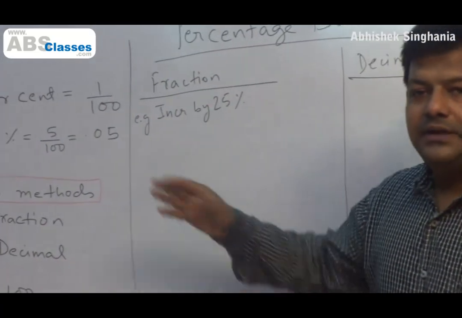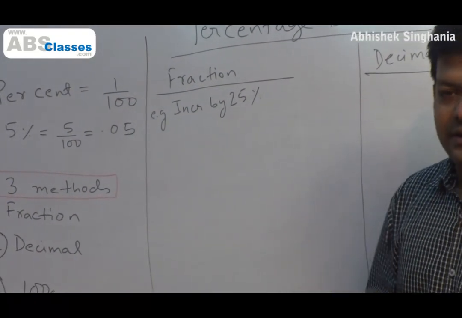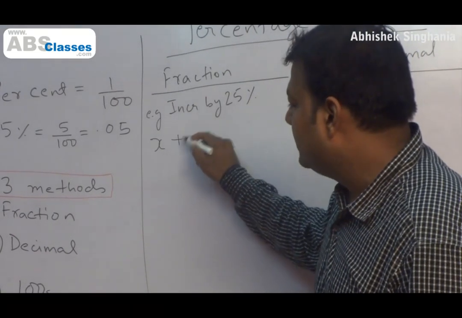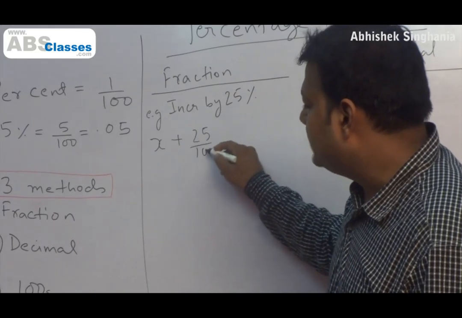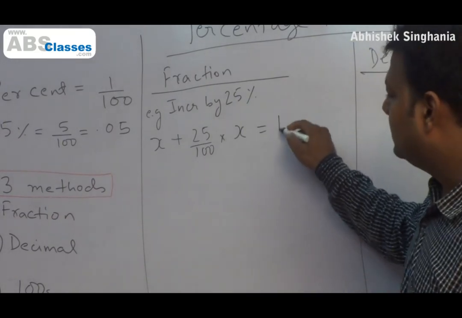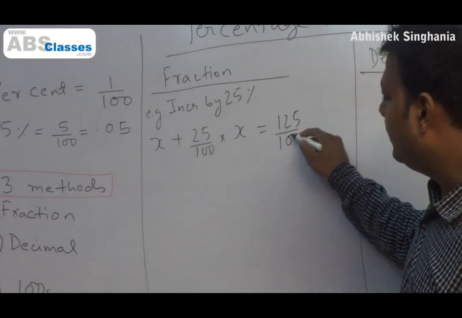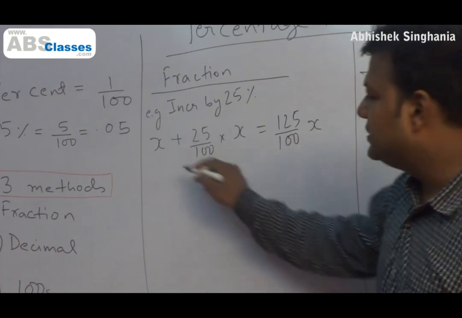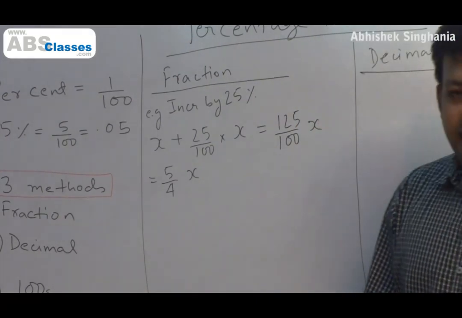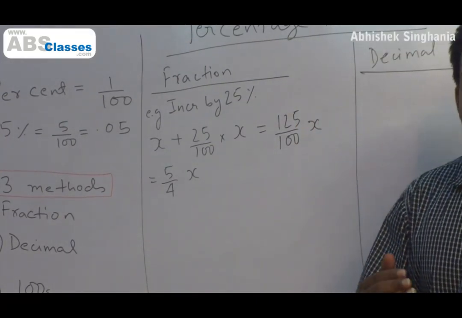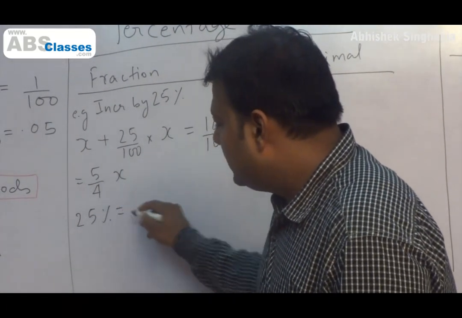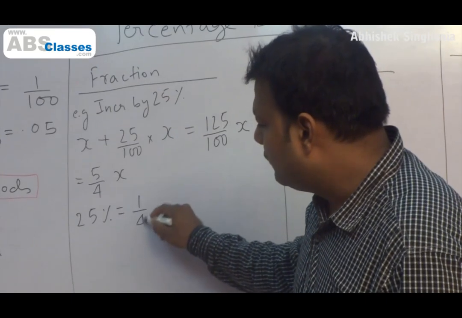Let's take an example. Say a number is increased by 25%. Let the number be x. So if it is increased by 25%, we can write it as 125 by 100 of x, which is equal to 5 by 4 of x, right? Now we know that 25% is 1 by 4, right? That is what we learn in speed maths calculation. Now let's try to relate this information with what we just derived here.